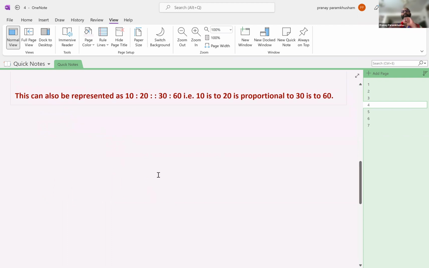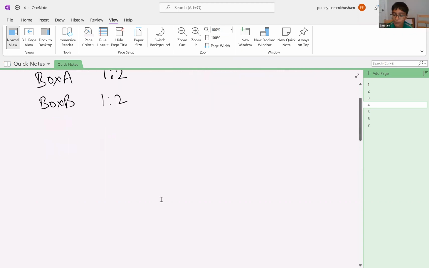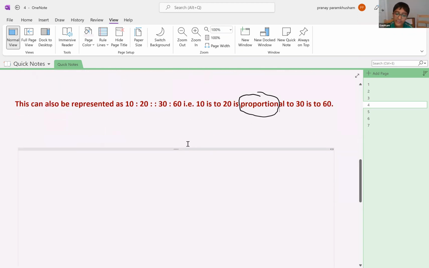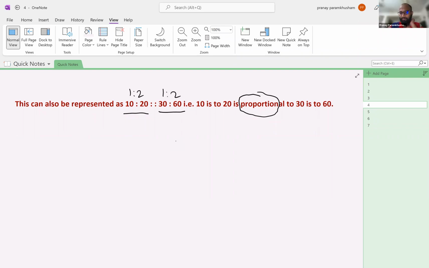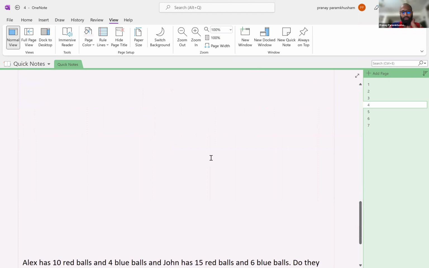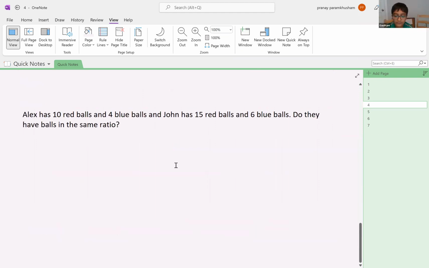Now we are learning a topic called proportion. Proportion is nothing but, if the ratios are the same, as we got. Proportional means the same ratio. So see here, the 10:20 is 1:2, and 30:60 is as well 1:2. Getting it? Now, can you answer this?